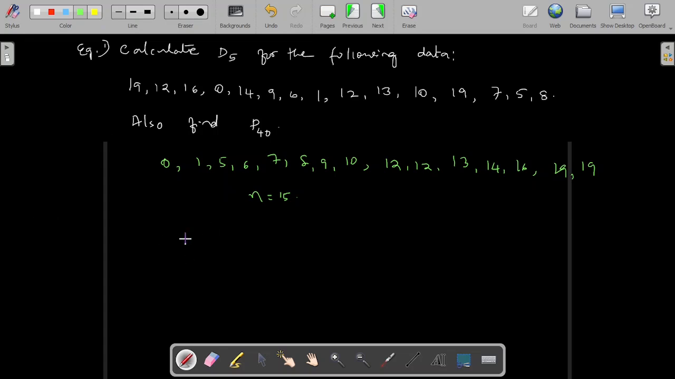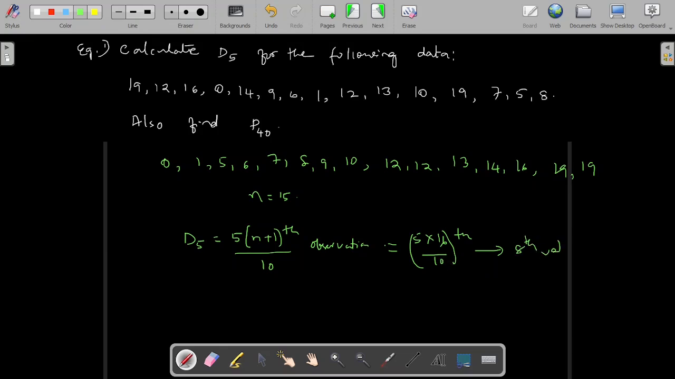Now I want D5. D5 equals the 5 into (n plus 1) divided by 10th observation, the value corresponding to this observation. So 15 plus 1, 16, 5 into 16 by 10th observation, which is nothing but the 8th value here. So the 8th observation, 3, 6, 7, 8, which is 10. So D5 equals 10. This is the data value below which 50% of the data falls.